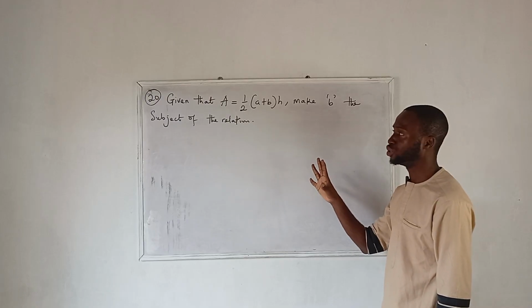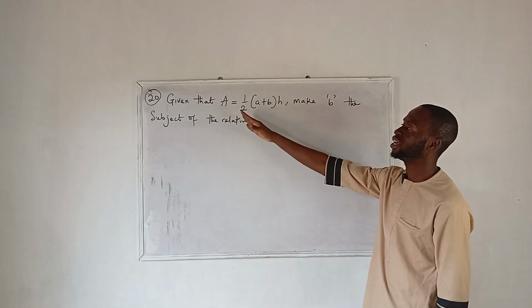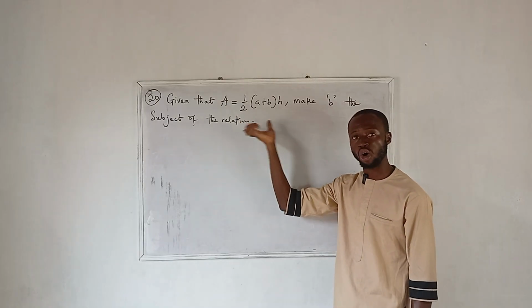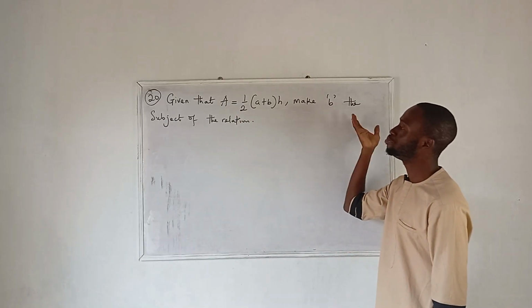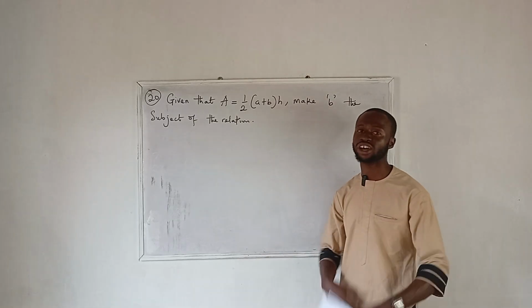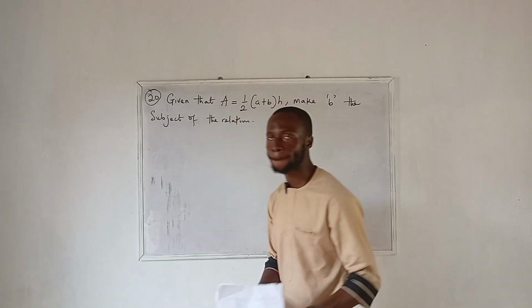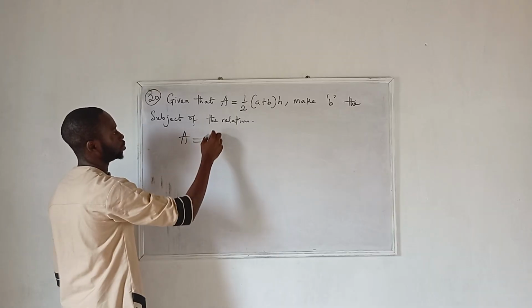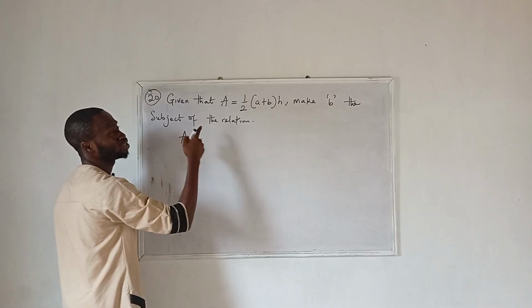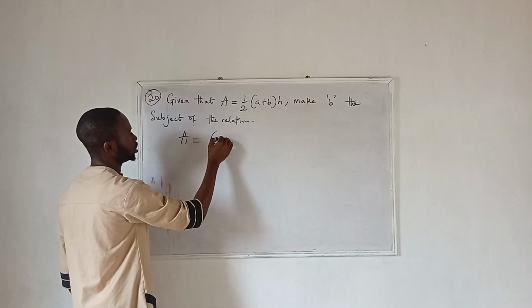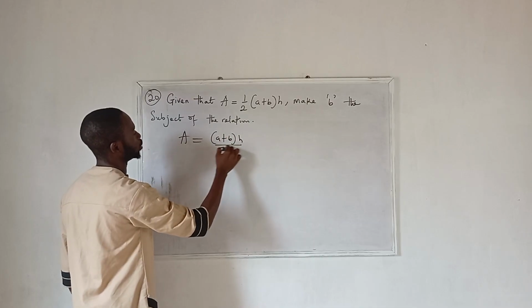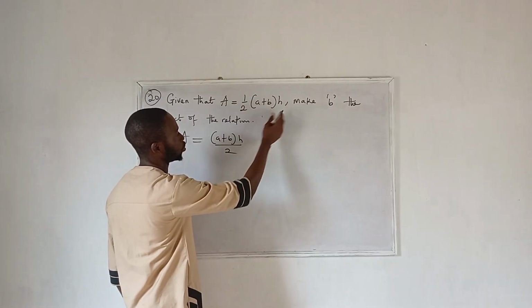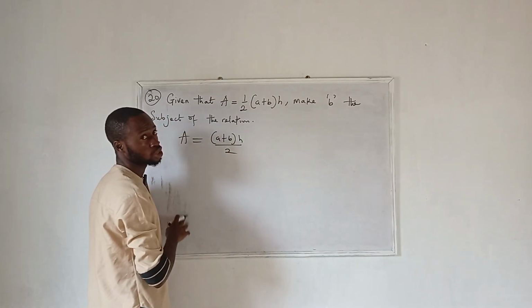Our last question in this video, we are given that A is equal to this. If you remember, this is the formula for the area of a trapezium. Make b the subject of the relation. So we are asked to make b the subject of the formula. So how do we go about that? We'll quickly open the brackets. What we could rewrite this as should be (a plus b)h over 2, so that it can look simpler, because this has a denominator of 1, right?